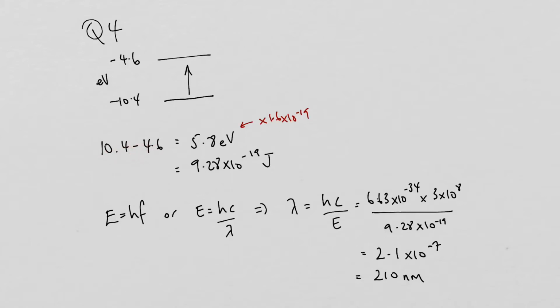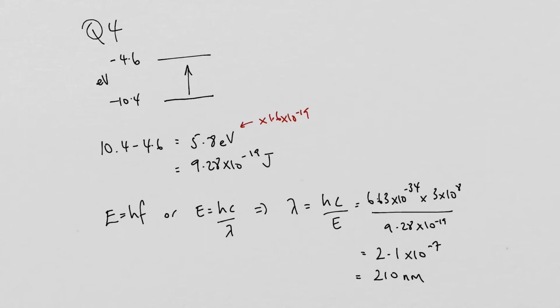So 10.4 minus 4.6 gives 5.8 eV. But in order for all the equations to work, we need the answer in joules. So we need to convert 5.8 eV into joules, and we do that by multiplying by 1.6 times 10 to the minus 19, which is the value of the charge of one electron. You plug it into a calculator and you get 9.28 times 10 to the minus 19. And the key thing is we've now got it in joules.